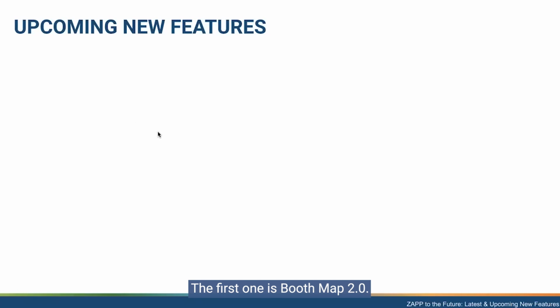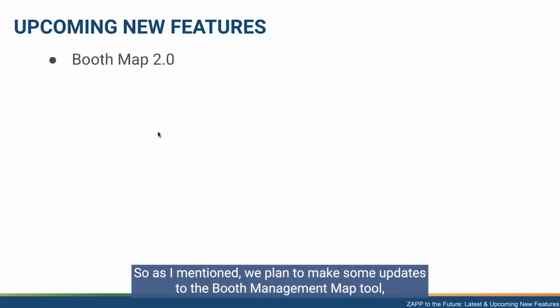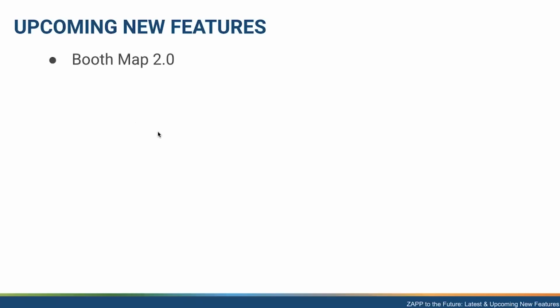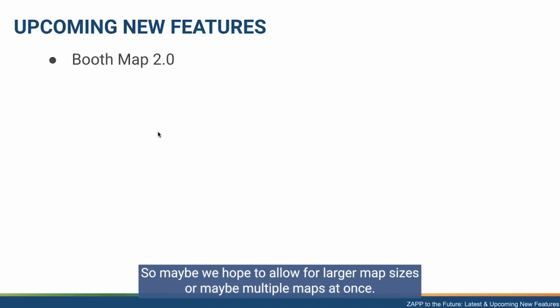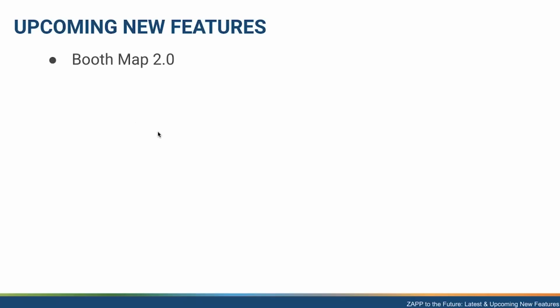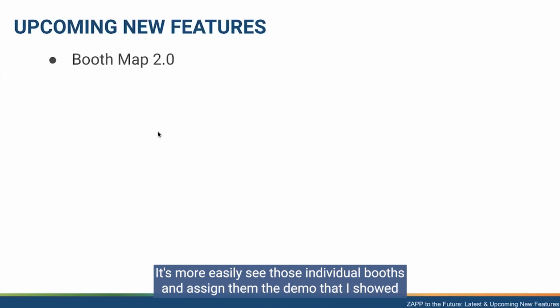The first one is Booth Map 2.0. As I mentioned, we plan to make some updates to the booth management map tool. This could be a variety of changes, probably not too many changes, just additional functionality. So maybe we hope to allow for larger map sizes or maybe multiple maps at once to more easily see those individual booths and assign them.